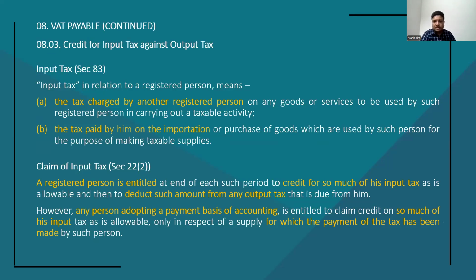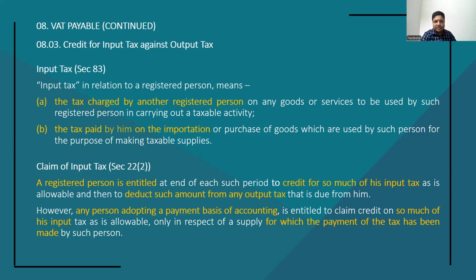Right. Now we have covered the output VAT part. Now we will look at the input tax that you can deduct from your output tax. So what is input tax is defined. Basically you have two types of input taxes. When you purchase goods and services from a person who is registered for VAT, he will also charge VAT from you. The VAT you pay to another registered person forms part of your input VAT. In addition to that, if you directly import goods, then as you know, VAT is charged on importation as well. The VAT you pay on importation also forms part of your input VAT. So we have two types of input tax.